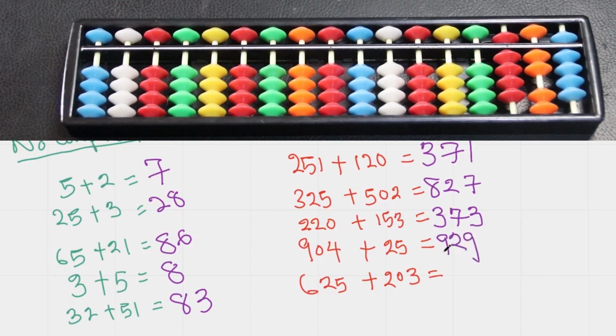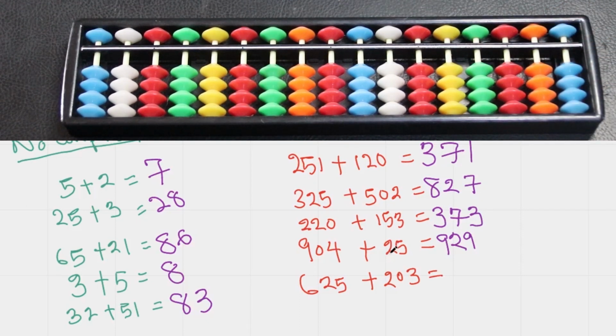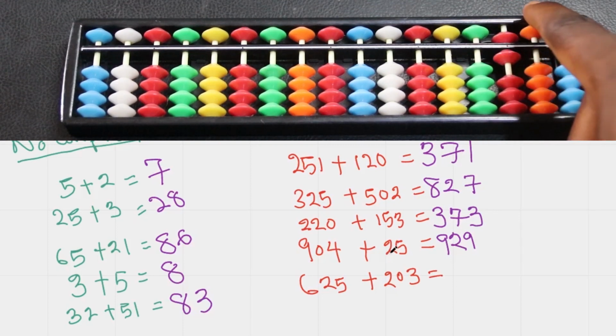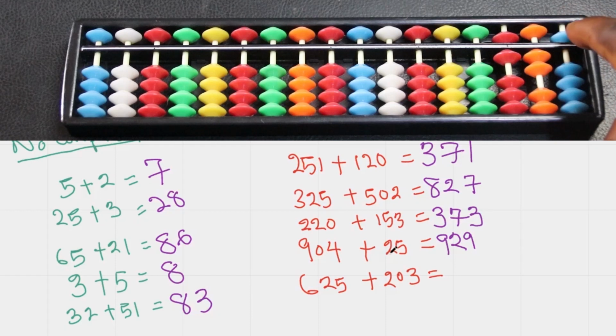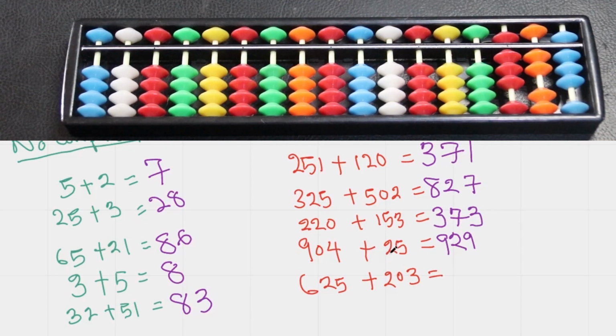Then finally on this list we have 625 plus 203. Reset your abacus. Do 625 plus 203. Put 6 here, put 5 here. Sorry, put 2 here, put 5 there. Add 2, 0 and 3. 2, 0. You don't add anything. 3. Yeah. What do we have? We have 828. Beautiful. 828. I'll come to the screen and then put 828.